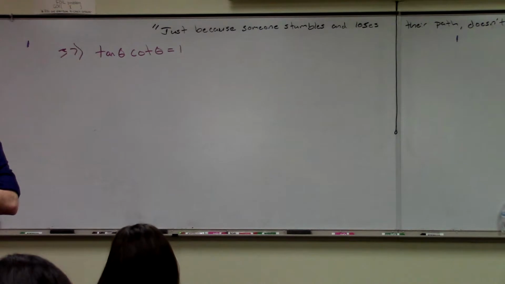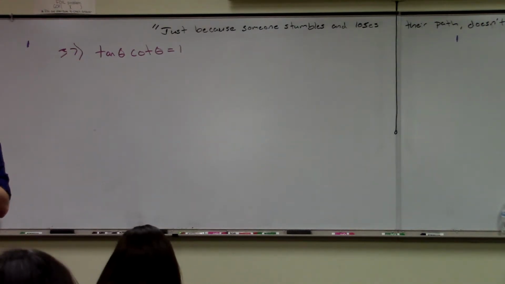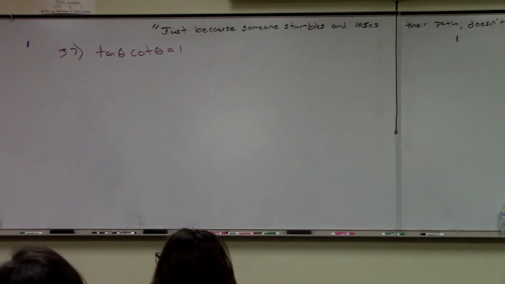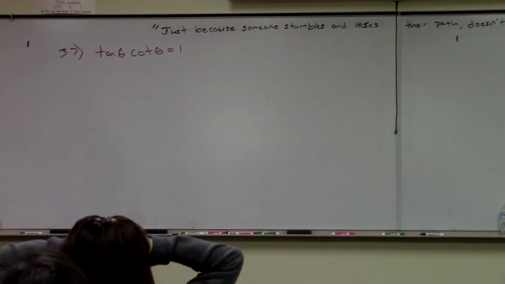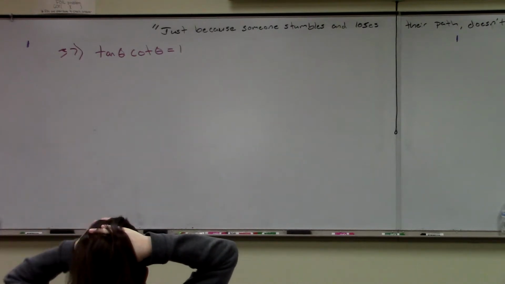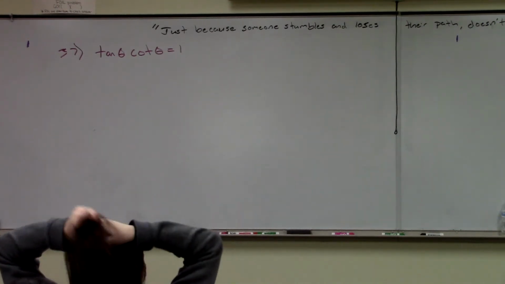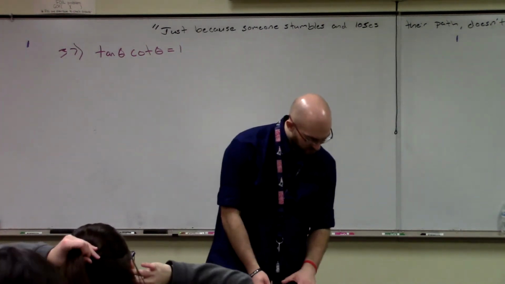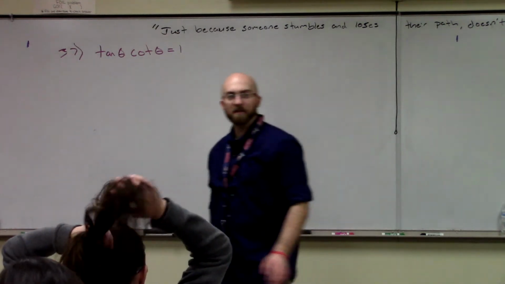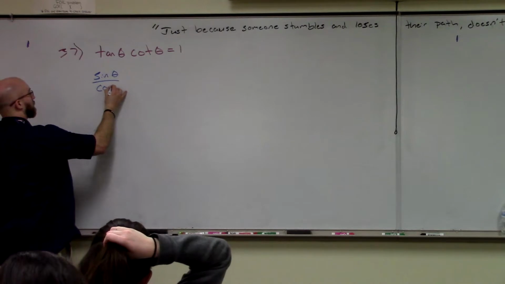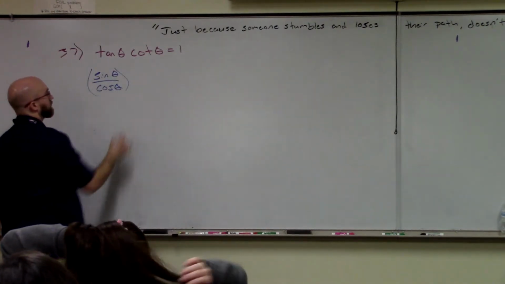So, any ideas of how I can get tangent times cotangent to equal 1? Look on that page, see if there's any identities I could use to possibly get to 1. That is, can I change tangent and cotangent in a way? Tyler? The quotient identities. Yeah, let's use the quotient identities. They say tangent, that's what tangent's equal to, right?